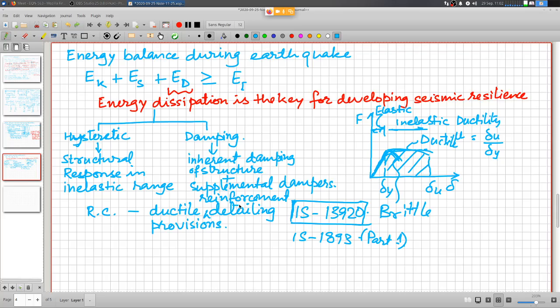I strongly recommend all of you to please go through this code. It is a very small document. It should not take you very long to read and understand the provisions, and we will start our next session from this point.